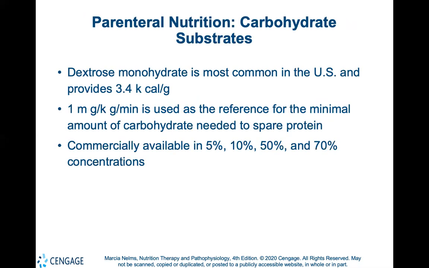The primary function of parenteral carbohydrate is to serve as an energy source. Dextrose monohydrate is the most common in the US and provides 3.4 kilocalories per gram. One milligram per kilogram per minute is used as the reference for the minimum amount of carbohydrate needed to spare protein. Commercially available, you have 5%, 10%, 50%, and 70% concentrations. Excessive carbohydrate may contribute to hyperglycemia and excessive carbon dioxide production.